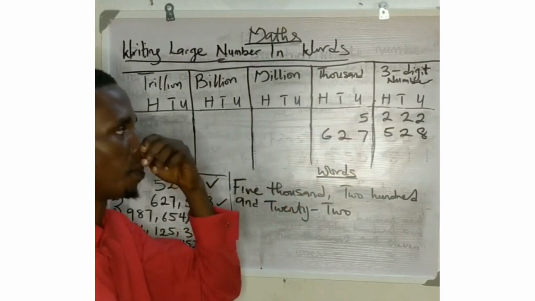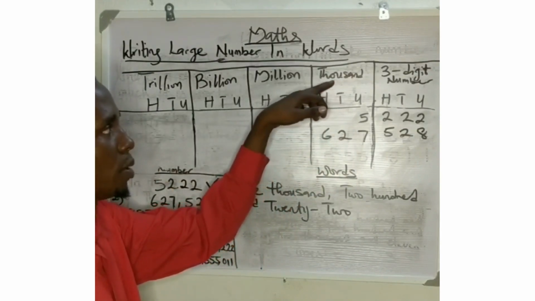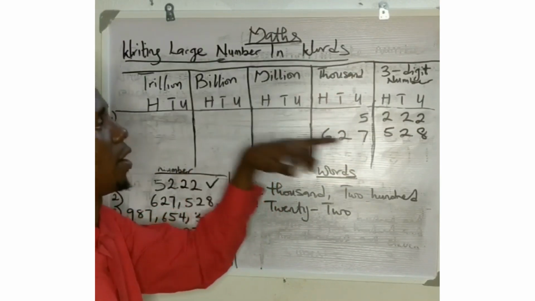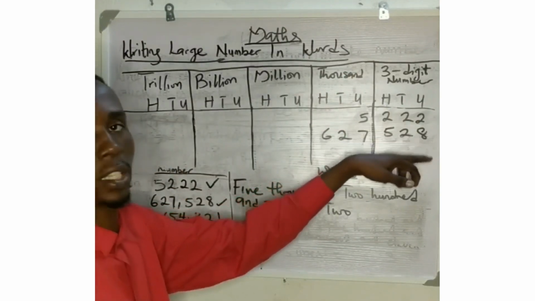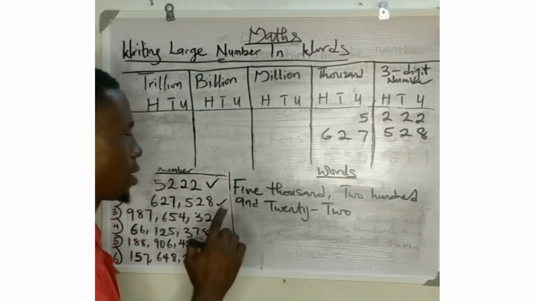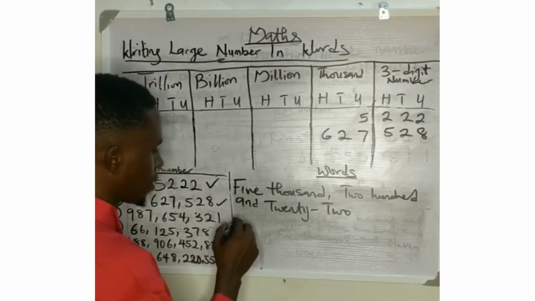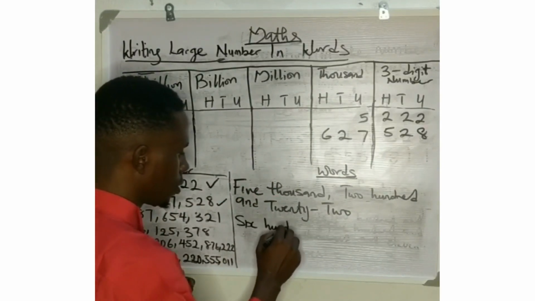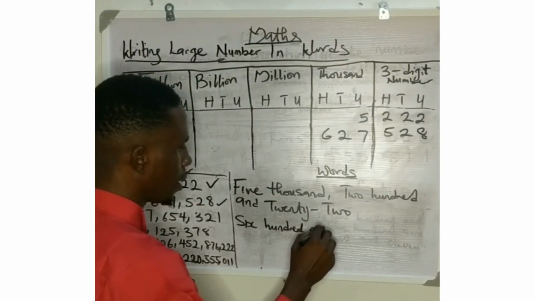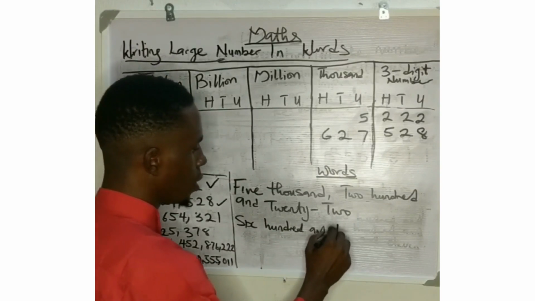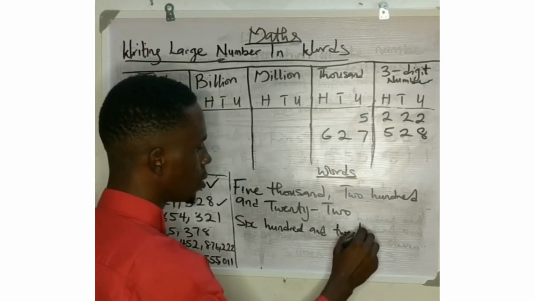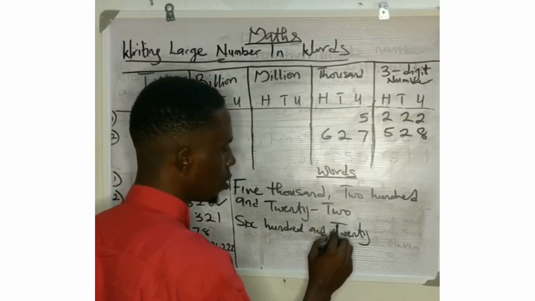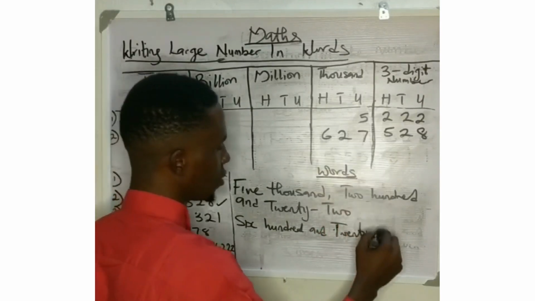627. Then you look at the top. Always look at the top here. This is 627,528. It's equally easy to write. Now let's write it: 600 and 27.